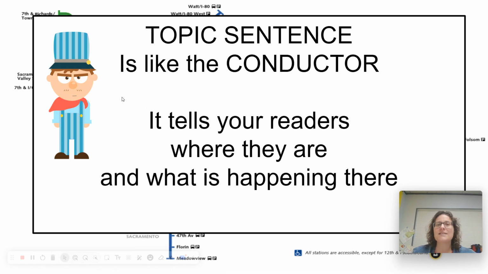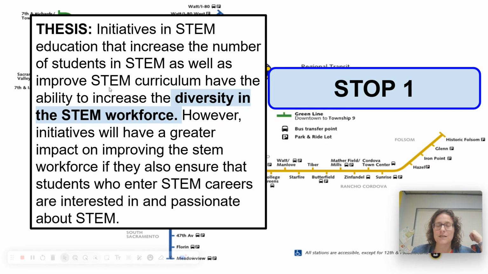Those topic sentences are like the conductor. At the beginning of every stop, they tell the passengers where they are and what there is to do in that town. Your topic sentence needs to announce what part of the thesis you were about to talk about and what you are going to prove. For example, in this thesis, the first thing we have to talk about is diversity in the STEM workforce.